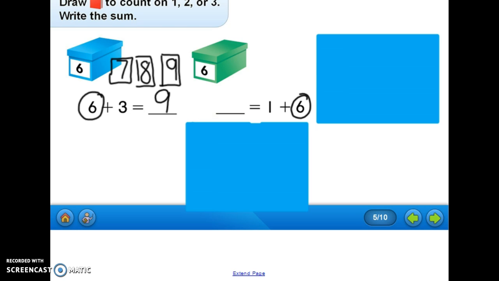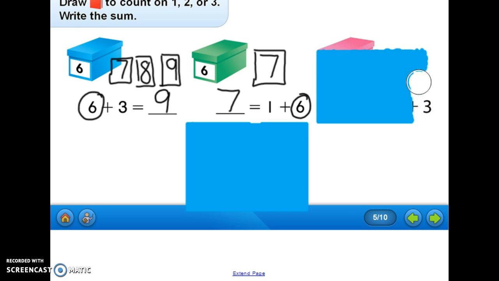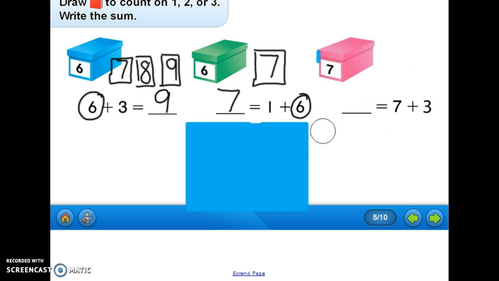So we're going to start with 6. How many more will we count on? That's right, 1. So I'm just going to draw 1 box. So 6, 7. So 1 plus 6 equals 7. All right. Let's do one last example.